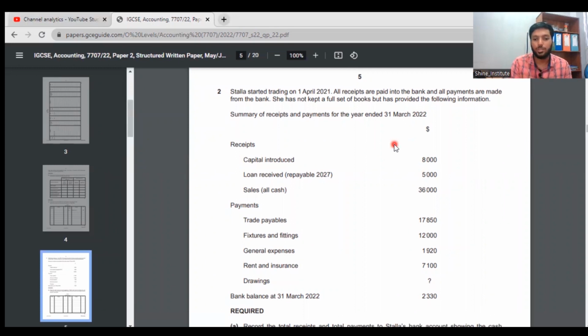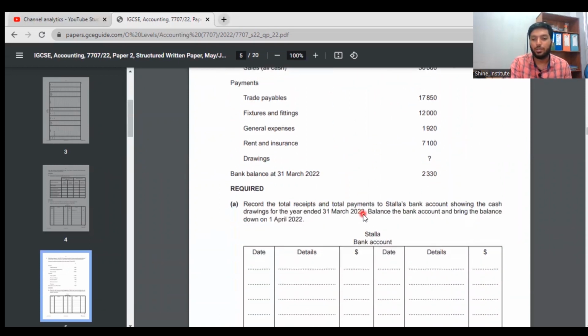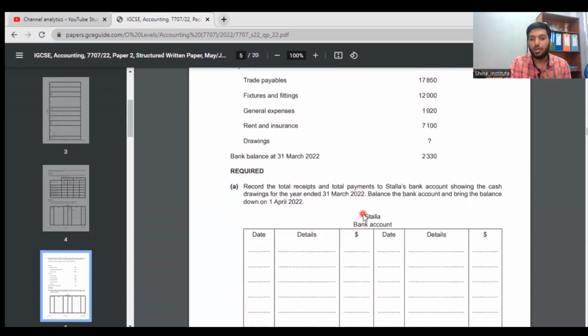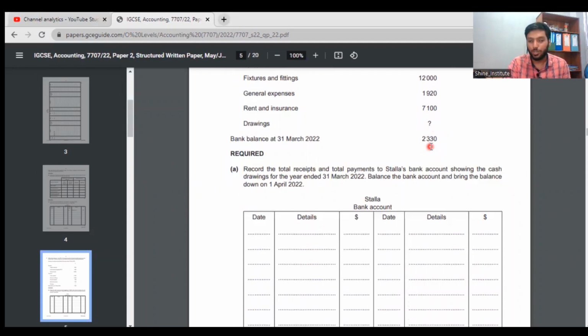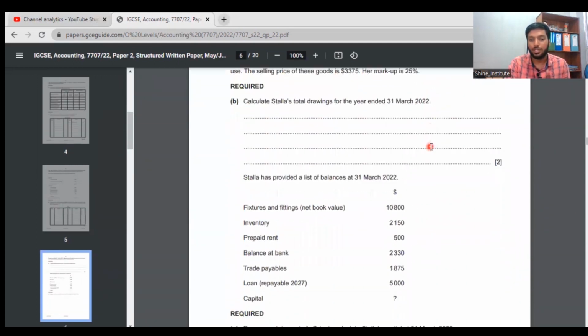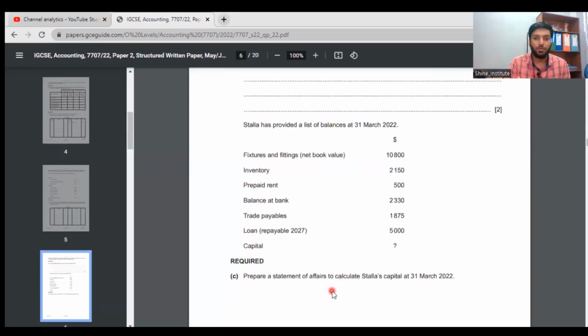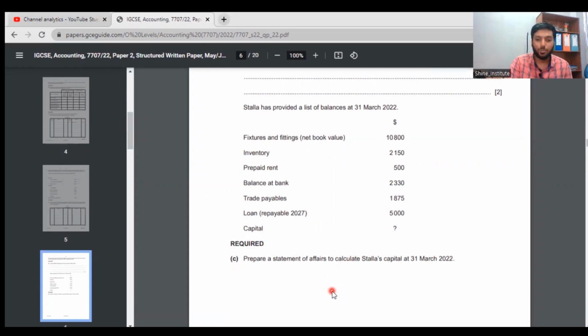You can see here they are asking you to find out everything. You need to prepare the bank account in order to find out the amount of drawings, because there's a question mark. If you see a question mark in your exam paper, it's an incomplete records sum, and you can also confirm it because they ask you to calculate a statement of affairs. You might ask, what is a statement of affairs? It is similar to a balance sheet. In our usual terms we say balance sheet, but in incomplete records, you should know it's a statement of affairs. So let's move on to the point.